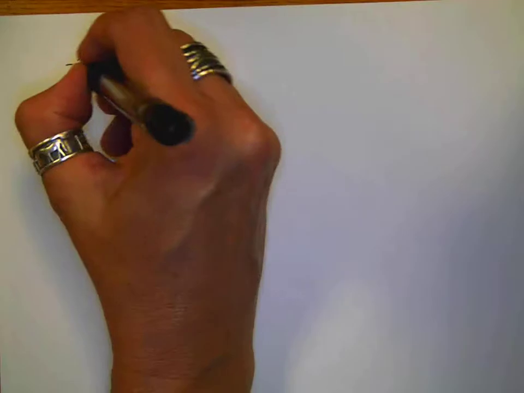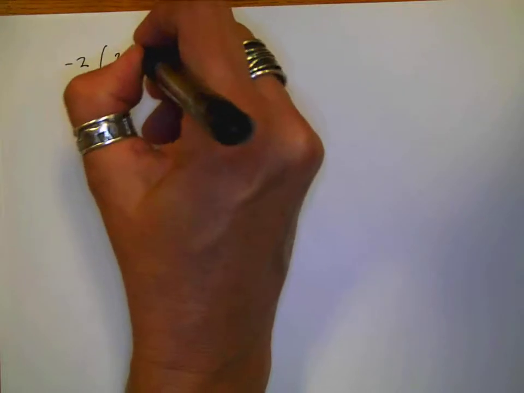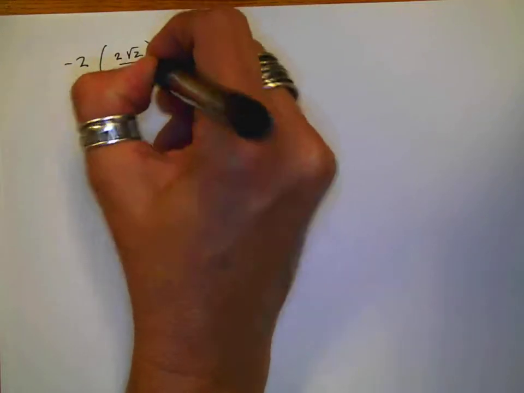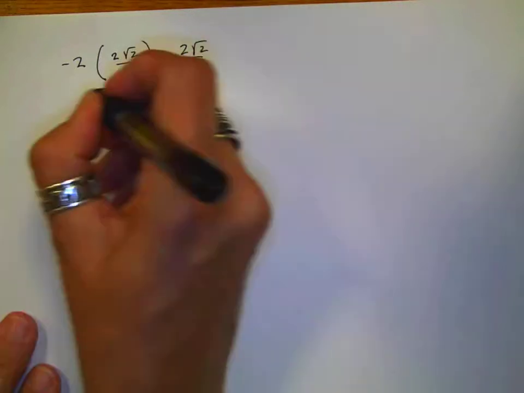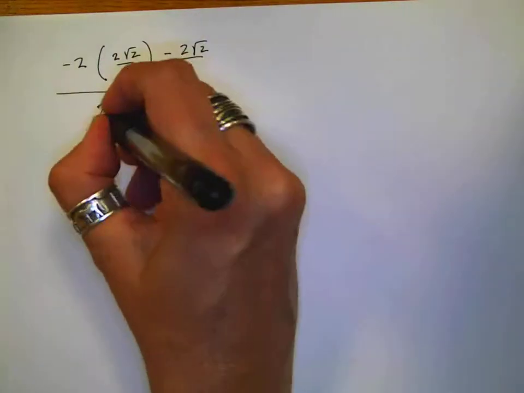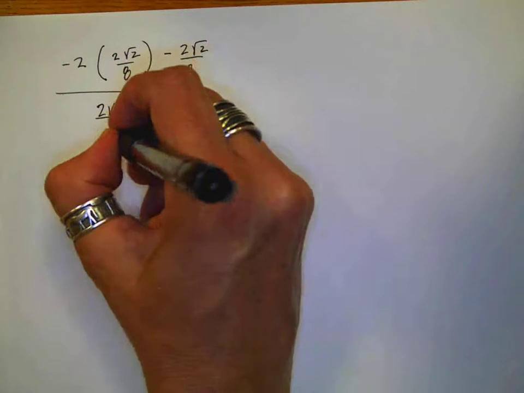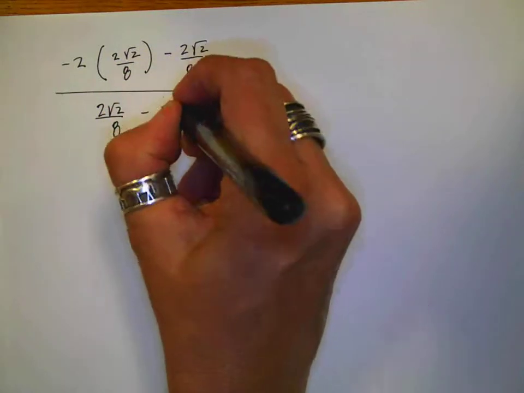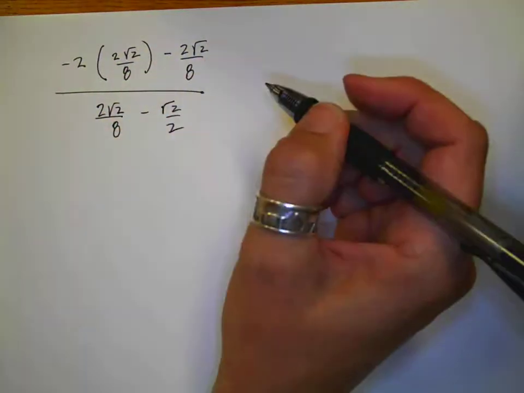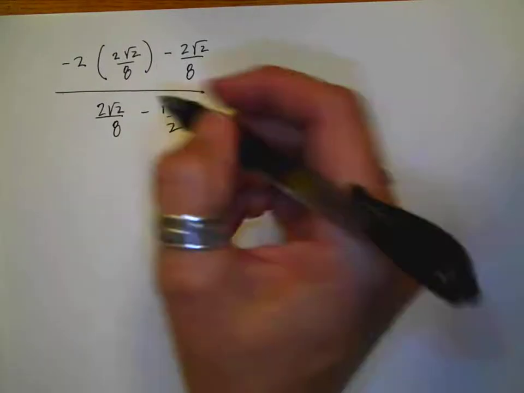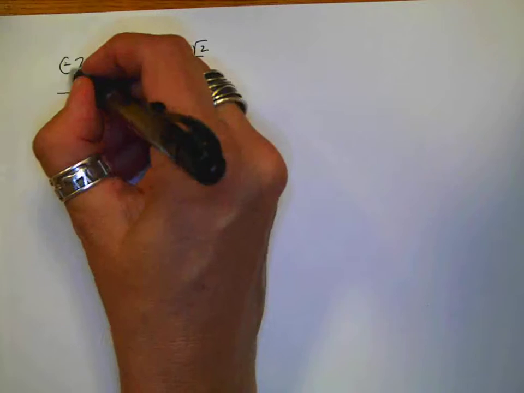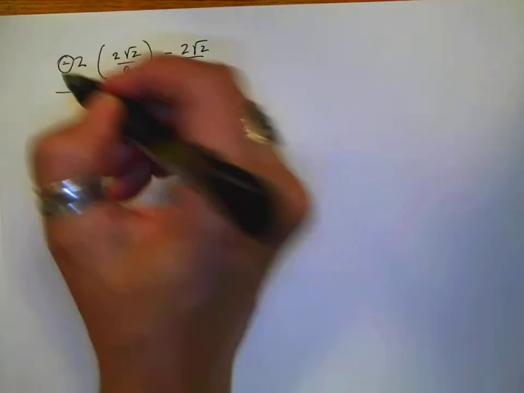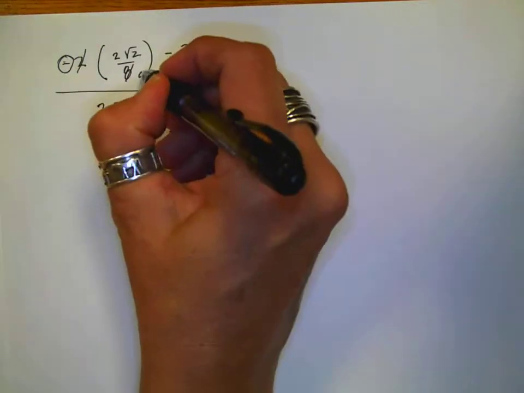And I'm out of room, so I'm going to go to another sheet of paper. I'll rewrite it before I clean it up. So I have a negative 2 radical 2 over 8 minus 2 radical 2 over 8. And then in the bottom, I have 2 radical 2 over 8 minus radical 2 over 2. Okay? So if I clean this up, that would be okay. So I'm going to circle my negative so I don't lose it.